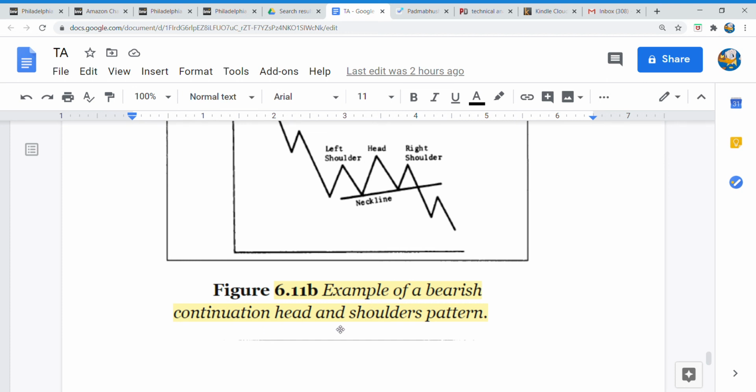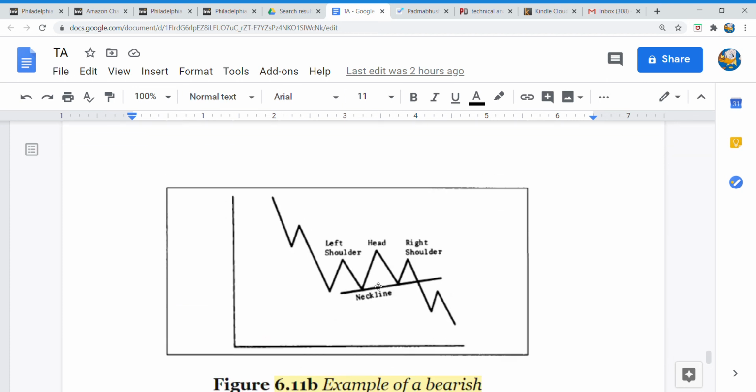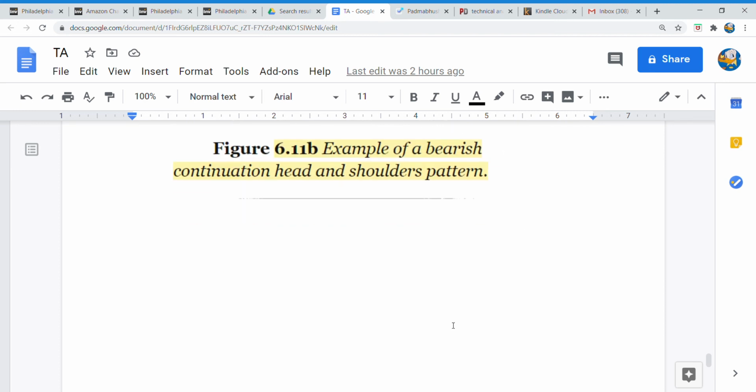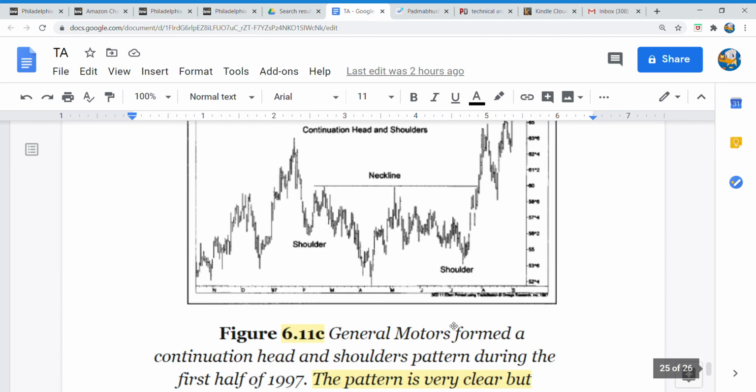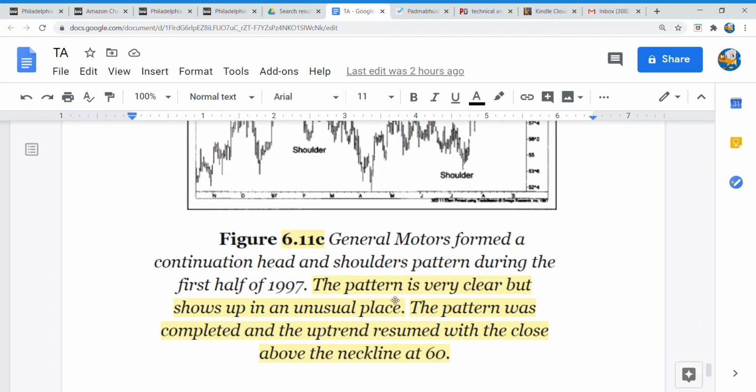Example of a bearish continuation head and shoulders pattern. The pattern is very clear but shows up in an unusual place. The pattern was completed and the uptrend resumed with the close above the neckline at 60.